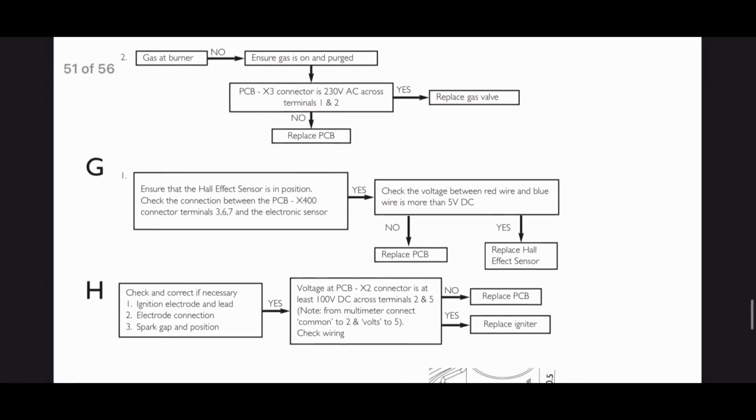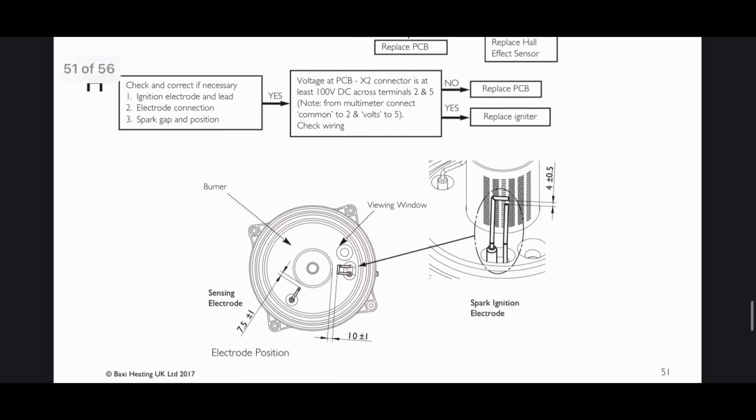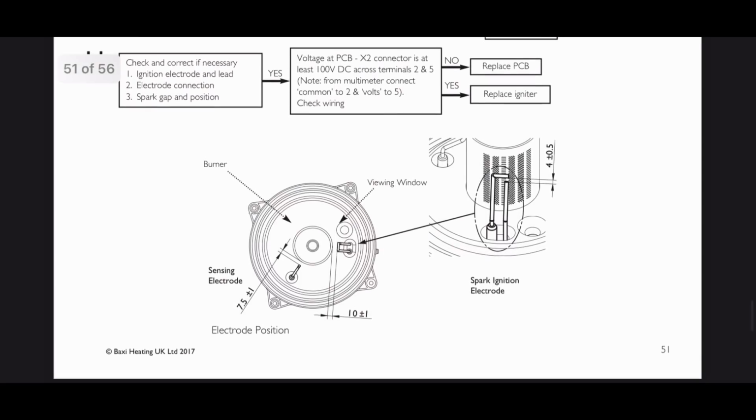Just go to the fault finding section on the back, and you'll see there it gives you all those distances. The fault finding sections in boiler manuals are great. If you don't spend time looking at them like I do, just have a look through. There's so much information in there.